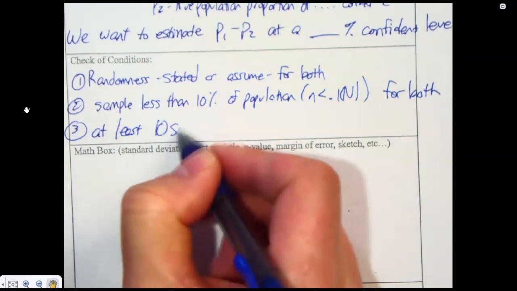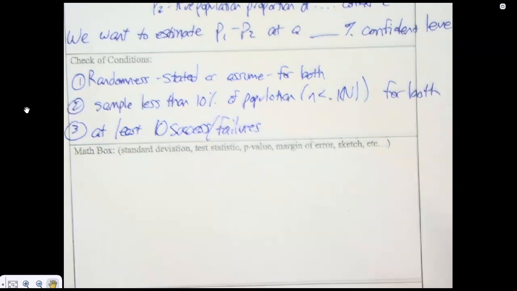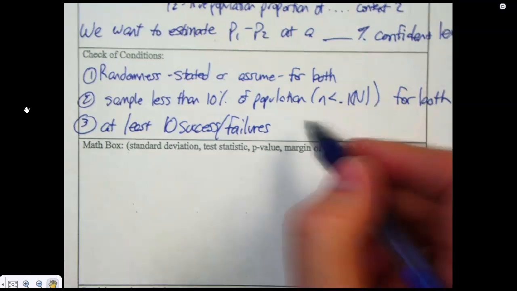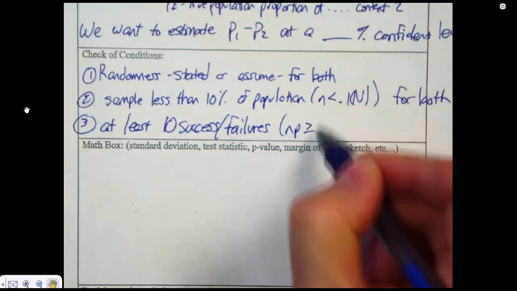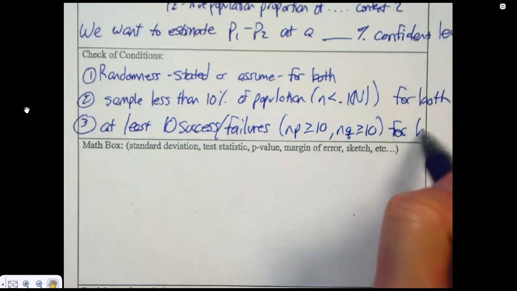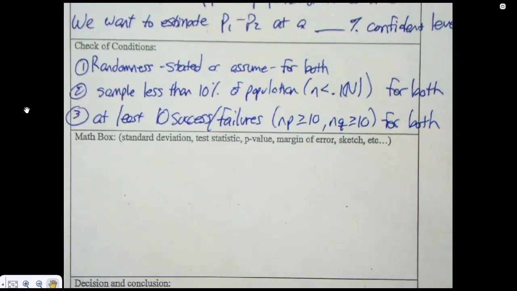At least 10 successes and failures. What's the math way to show that? What do we write to verify that there's at least 10 successes and failures? That's the NP and NQ thing. So NP is greater than or equal to 10, and NQ is greater than or equal to 10 for both. So you actually have to check 4 things now, because there's NP and NQ for 2 separate samples.